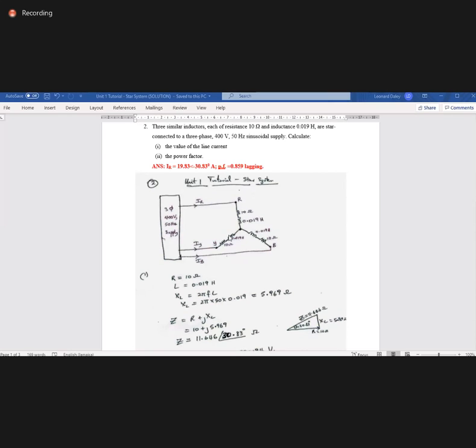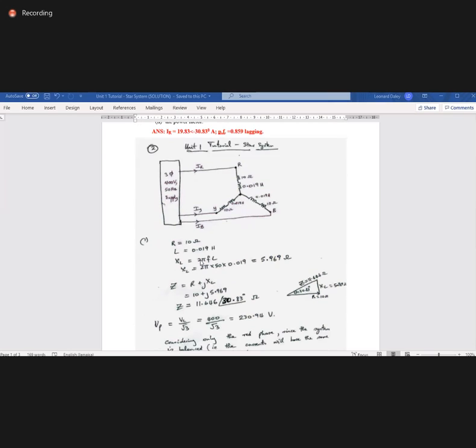In terms of the actual working out, we still needed to find phase voltage and things. Inductors, so each of them was 10 ohm, and we need to find the inductive reactance.